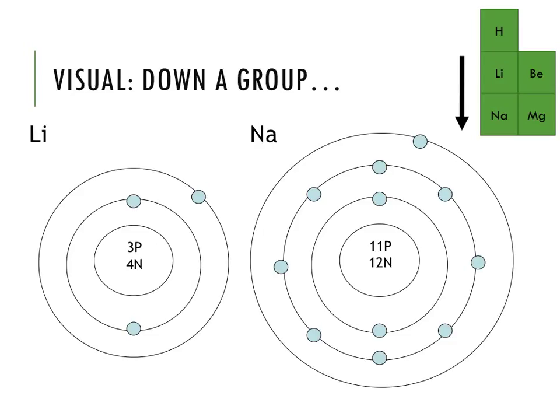Again, here's a much nicer, much neater drawing of what I just showed you on the last slide. Lithium, which is in period 2, or has 2 energy levels, is larger than hydrogen. But sodium, which has 3 energy levels, 1, 2, 3, is much larger than lithium just by having more energy levels. So atomic radii will increase as we go down the periodic table, top to bottom.